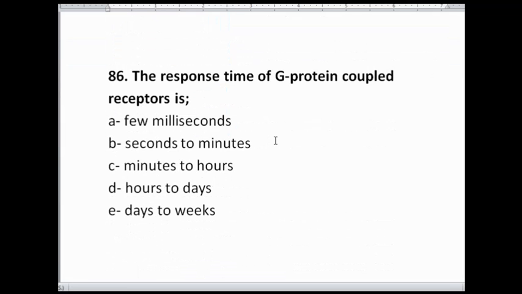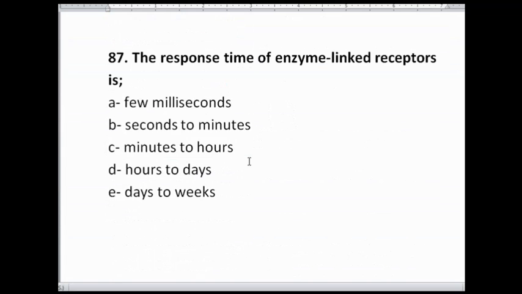Now the sixth MCQ, the response time of G protein coupled receptors is, again options are there, and the correct option is seconds to minutes. Now the seventh MCQ, the response time of enzyme linked receptors is. This is actually a type of receptor in which an enzyme will bind to it, and then this receptor will perform its function ahead. So the correct option in this is minutes to hours.